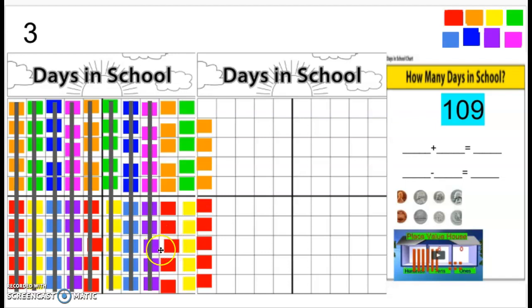For number 4, we've now been in school for 109 days. Please write an addition equation that equals 109, a subtraction equation that equals 109, coins that have a value of $1.09, the 100 block, 10 sticks, and 1 blocks. Press pause if you need more time.